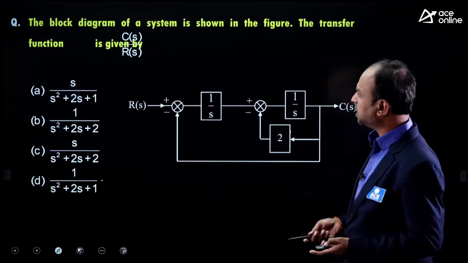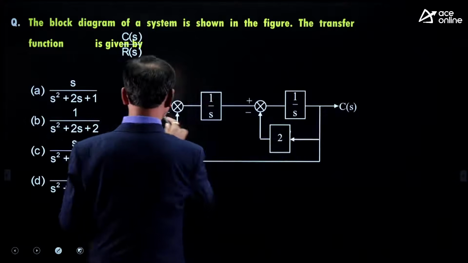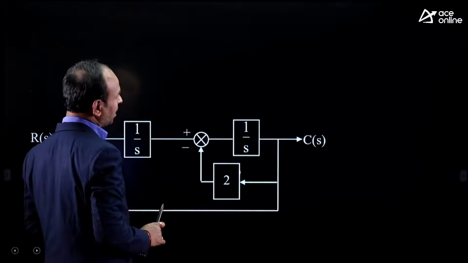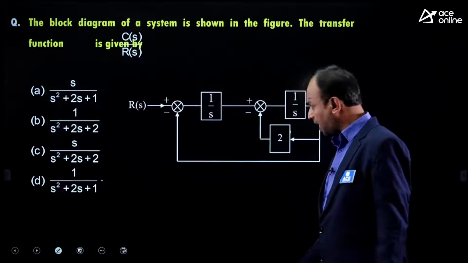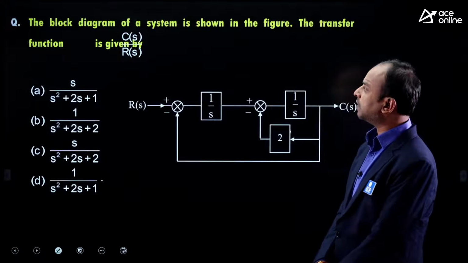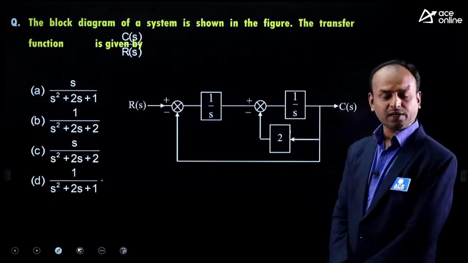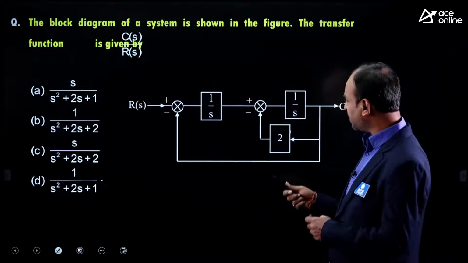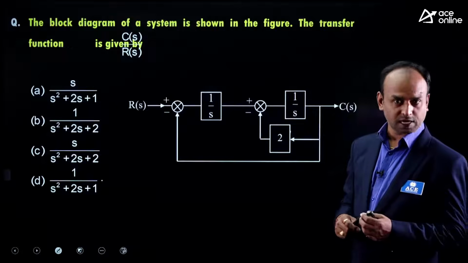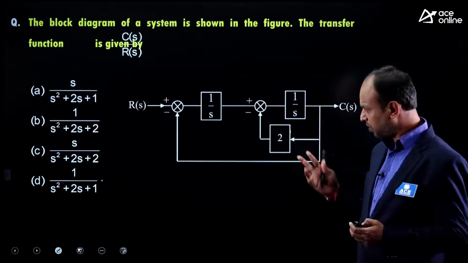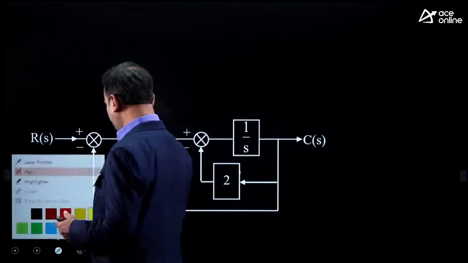Now let us take one question. The examiner is asking C of S by R of S, the overall gain. If you follow the engineering college method, block diagram reduction technique, it takes a lot of time. So we have the shortcut technique, which is helpful for both block diagrams as well as signal flow graphs. Now what is the simple technique here?